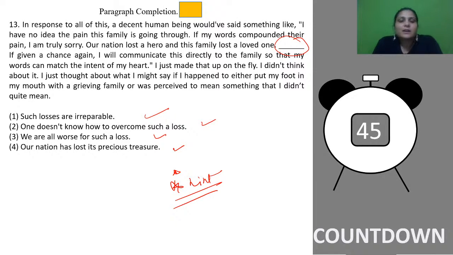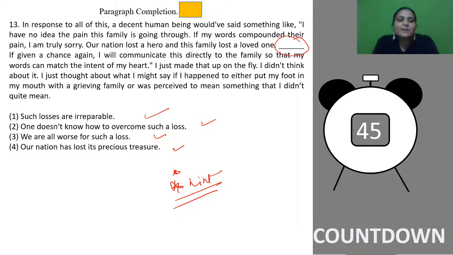Prasanna answered correctly. See, basically if you look at this entire passage, somebody is saying that maybe we had a martyr and they said something which was not very appropriate, and what he instead wanted to say was that yes, the nation lost a hero, the family lost a loved one, and if given a chance again, that person would address his grief or tell about his grief in a better manner. So having said that, all the four can actually fit in here except for the fourth one, because first you've written our nation lost a hero and then you can't again use the same words. Our nation has lost its precious treasure. So the fourth option will definitely not be there.